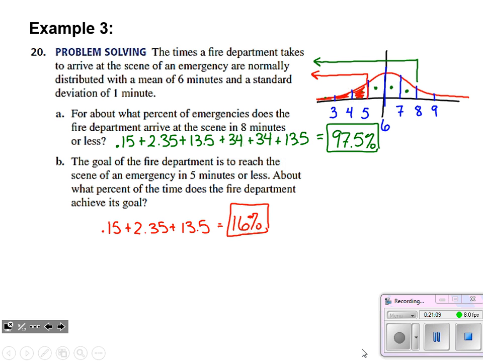Now you might look at that and think, oh, that's not very good. Well, think of everything that's involved. Maybe they have to travel farther for some fires than they do for other ones. This is a nice way to represent their data and maybe have some good discussions. What's causing all of these 7 and 8 minute trips out to get to the scenes of the fire? So really good data to analyze, and you're able to analyze it very quickly.